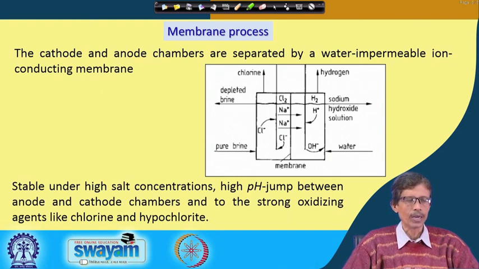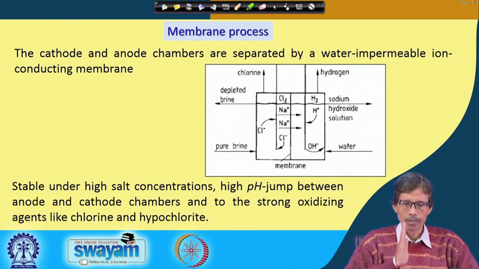there will be a high pH jump between anode and cathode chamber, because you are producing more hydroxide ions, because hydroxide ions are getting accumulated over there and hydrogen ions are getting reduced to produce your hydrogen gas. So, you have a strongly alkaline solution on the right hand chamber. So, your material for the preparation of the membrane should be such that it should withstand a very high pH, that means the alkaline pH, and there is a pH jump between anode and cathode chamber.